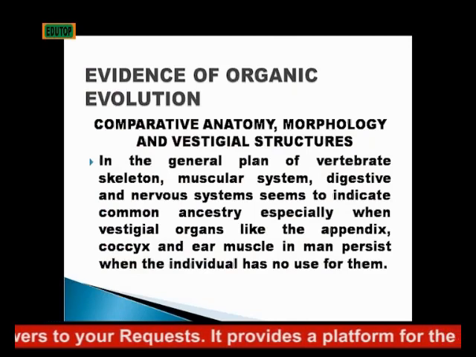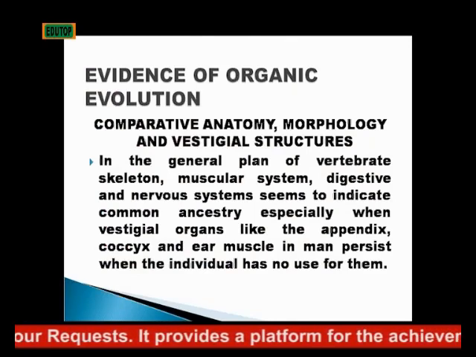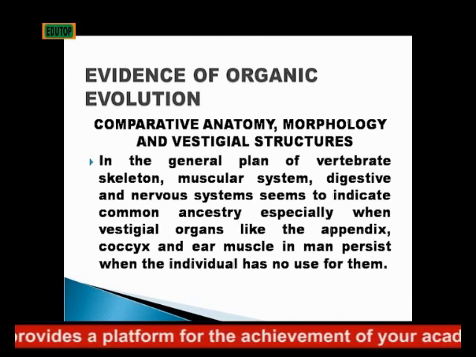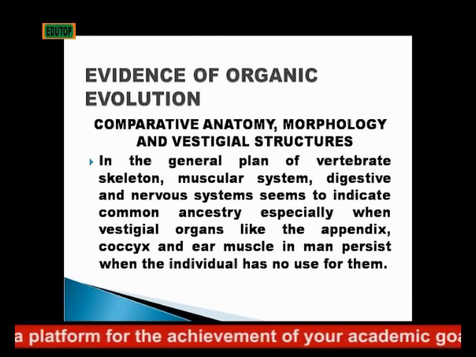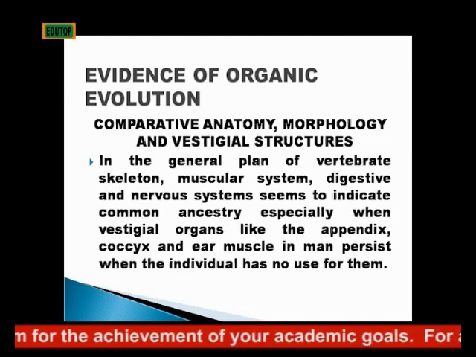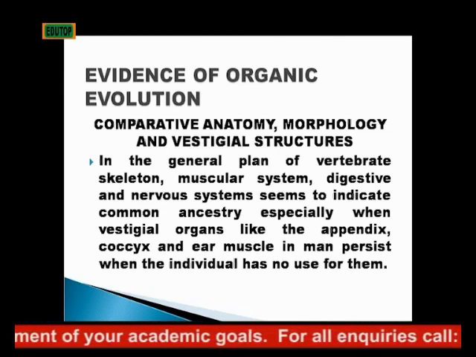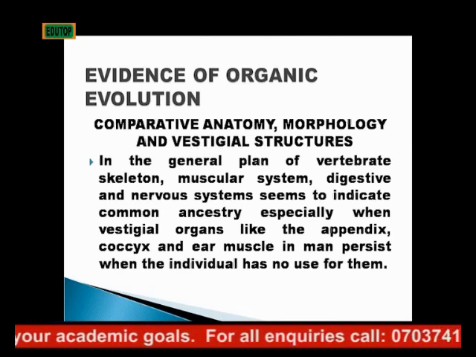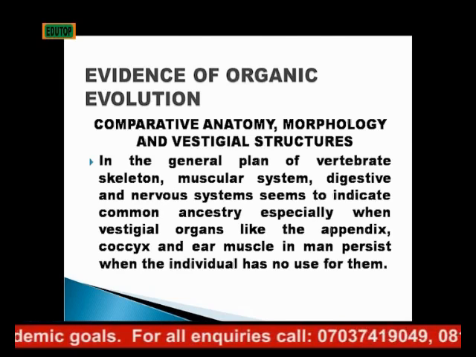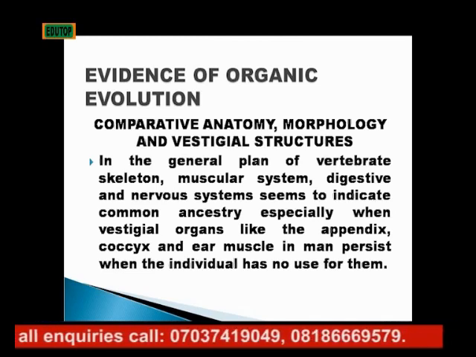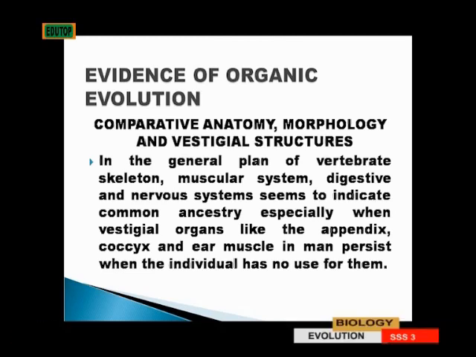Then another evidence is the comparative anatomy, morphology, and the vestigial structures. In the general plan of the vertebrate skeleton, the muscular system and the digestive and nervous system, they seem to have a common ancestry, especially when the vestigial organs like the appendix, the coccyx, and the hair muscles in man persist when the individual has no use for them.